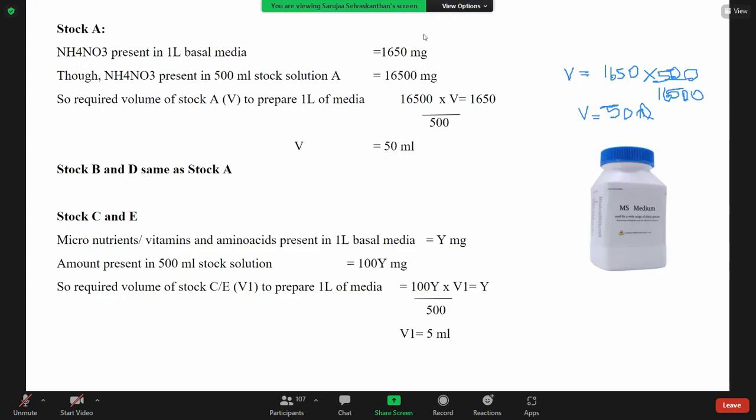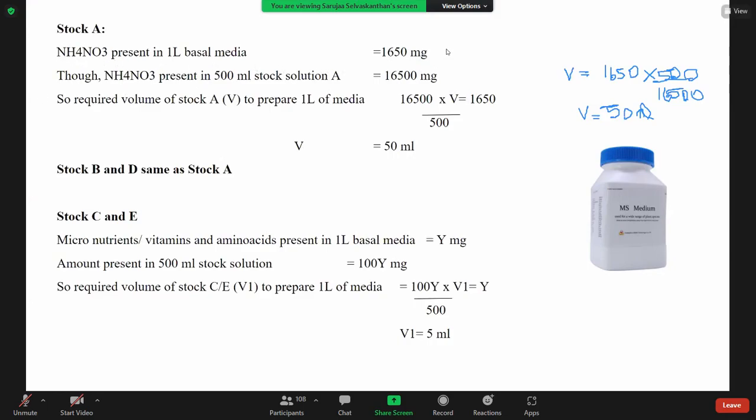If you are going to prepare 2 liter media, the 2 liter media should contain, it's double, no, 3,300. Yes or no? Yes. Stock solution, same concentration. This is the concentration we prepared in the stock solution. That 1 liter basal media should contain this amount.